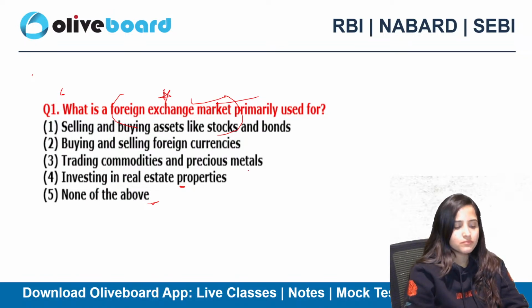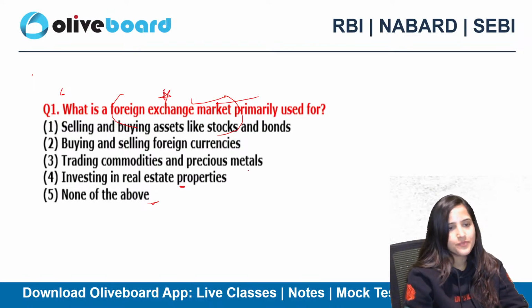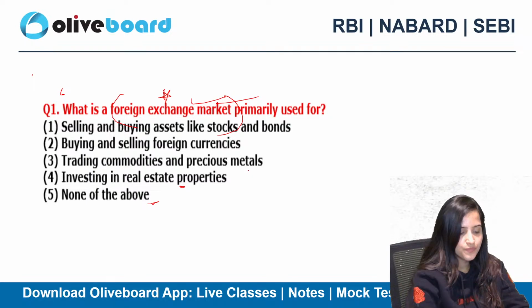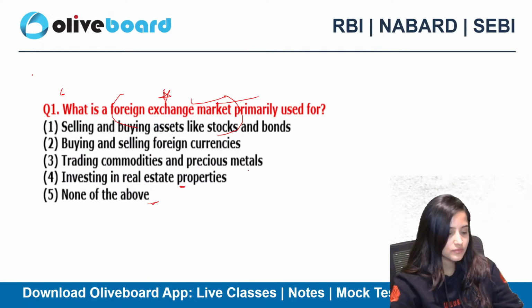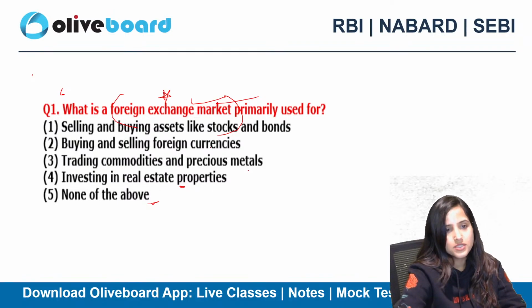Is it talking about buying and selling assets like stocks and bonds, trading commodities and precious metals, investing in real estate properties? What is the answer? Shubham, Sheikh, Khushbu, Manish. I want answers from you. What is the answer? Who's going to answer? I'm waiting. So the answer is buying and selling foreign currencies.